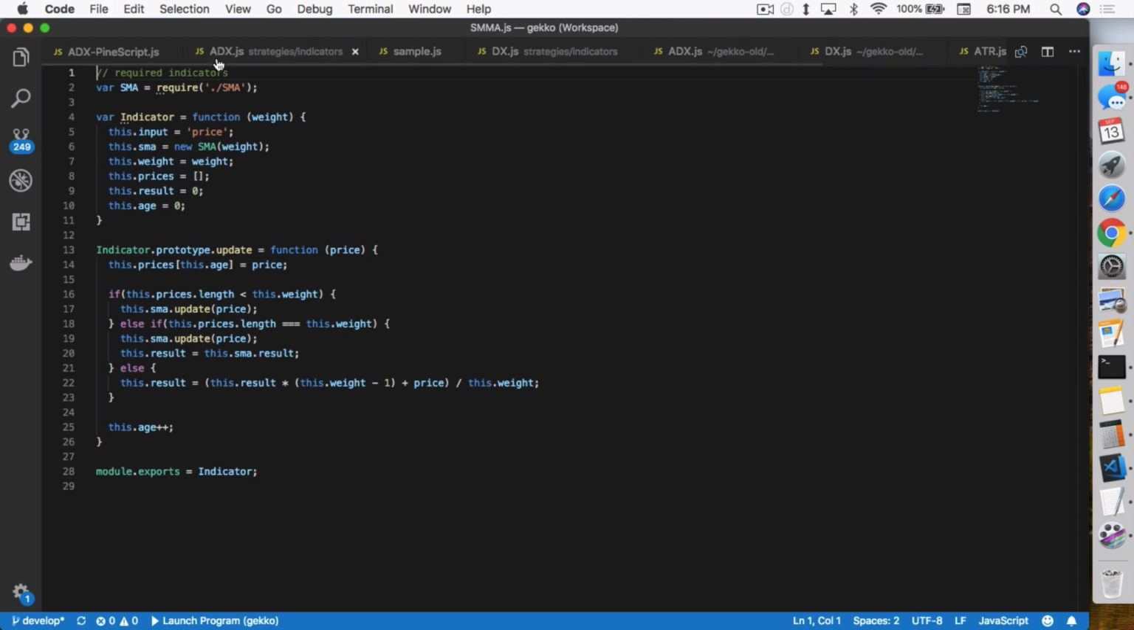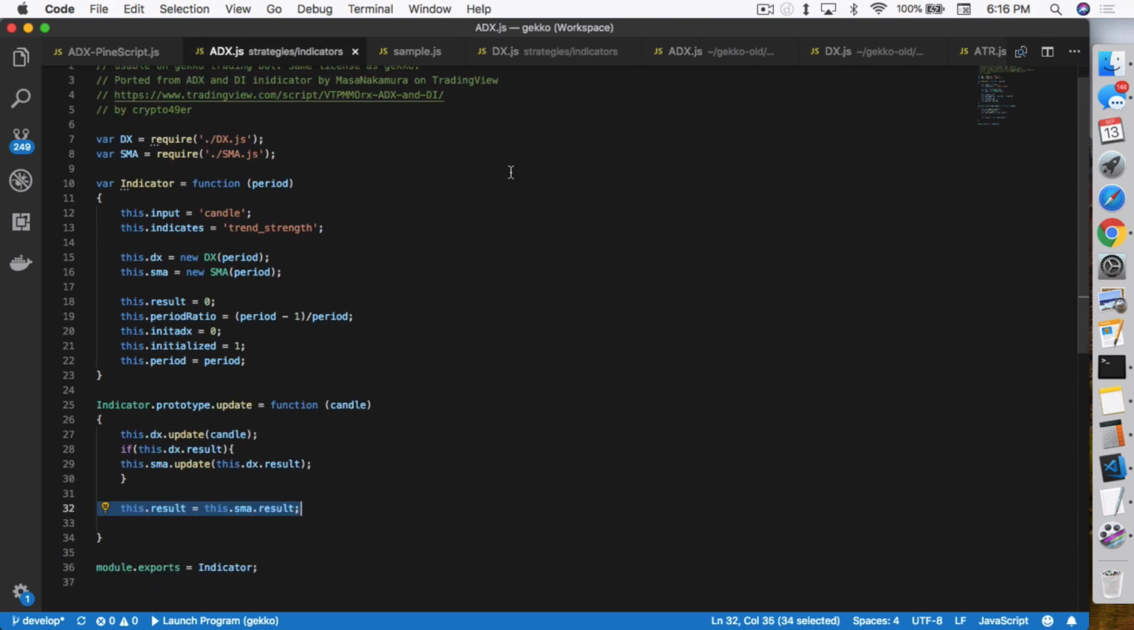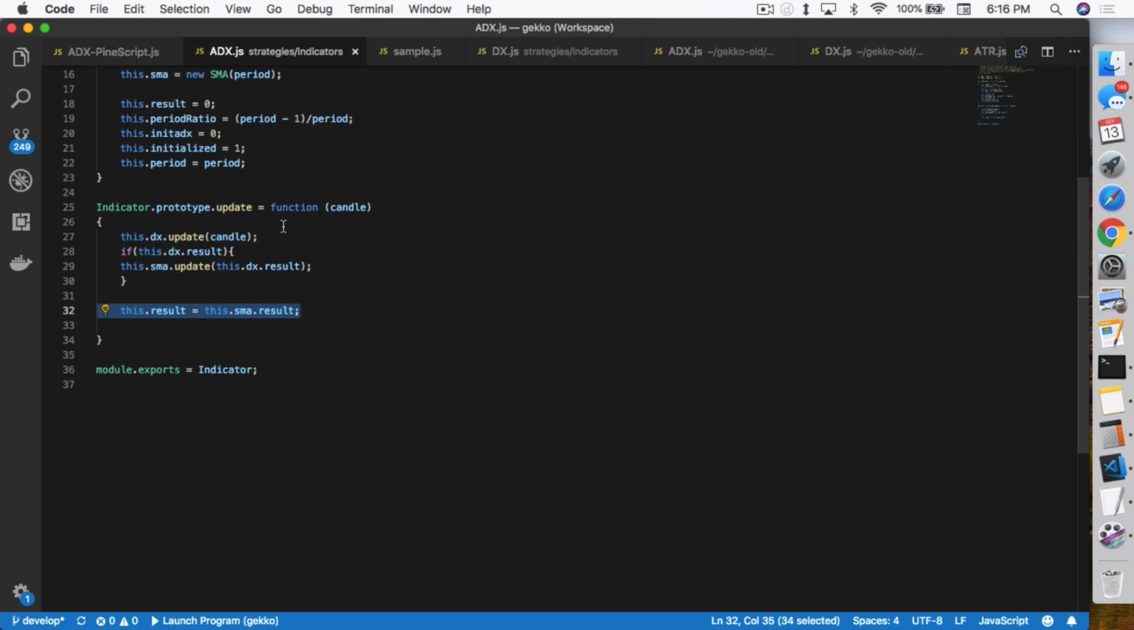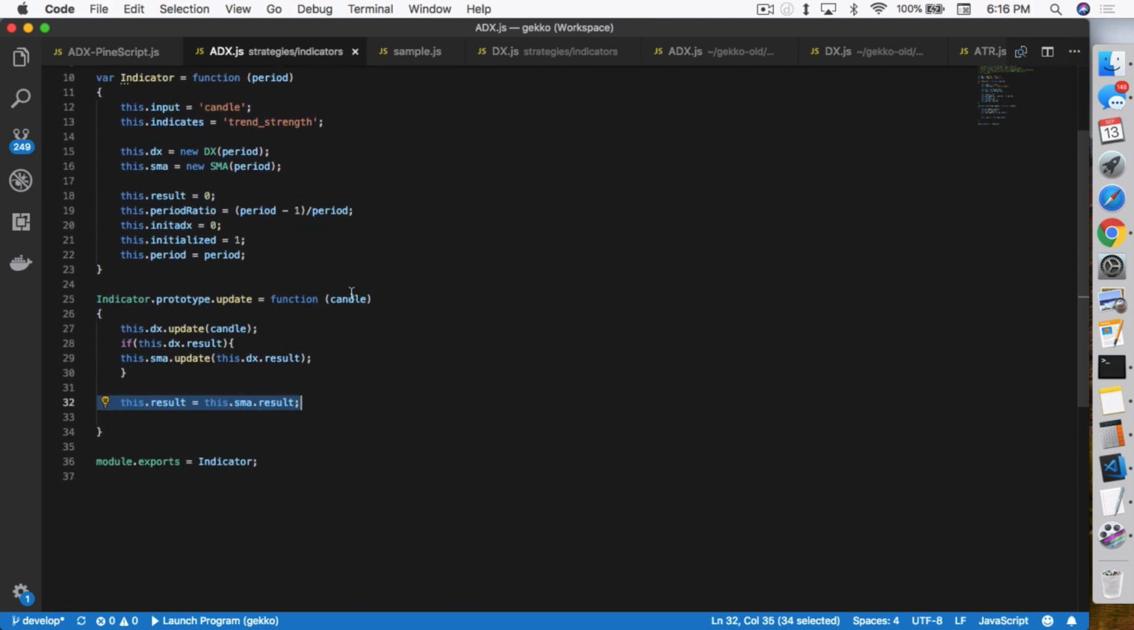The second function, I'm going back to ADX here, is the update function. The update function essentially updates the indicator with some piece of information. So in ADX, we're updating the indicator with a candle, so that it has the candle information, and it can process that candle and add it into this calculation and be able to calculate the result. Different indicators require different information.